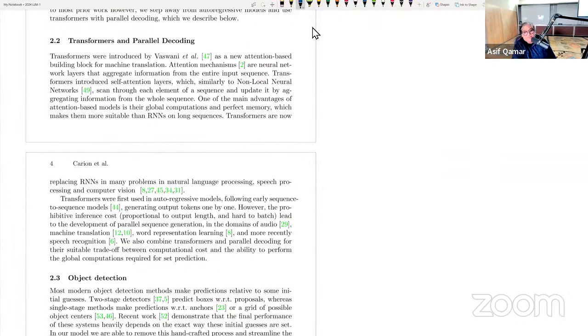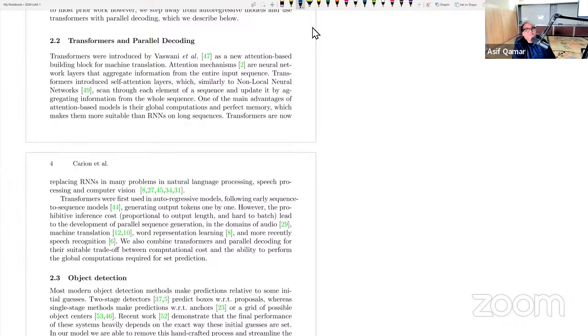Transformers were introduced by Vaswani et al. as a new attention mechanism. Are we all familiar with that? Yes, we are, right? Attention mechanisms are neural network layers that aggregate information. One of the main advantages of attention is its global computation and perfect memory, which makes it more suitable than RNNs on long sequences. Well, some of the wording we wouldn't use today, but it is what it is.